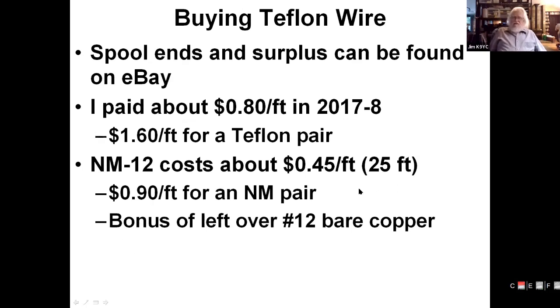You want to buy stuff? Spool ends and surplus can be found on eBay. That's where I bought everything I needed. These are 2017, 2018 prices. So about $1.60 per foot for a Teflon pair. NM is about 90 cents a foot for a pair, and you get a number 12 bare copper left over to do as you choose.